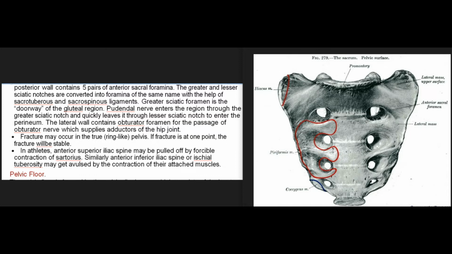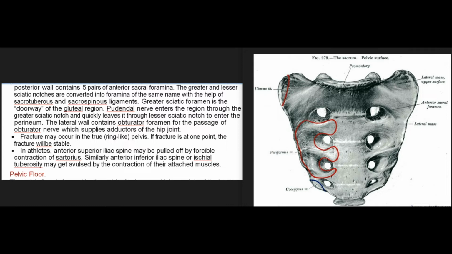Pudendal nerve enters the region through the greater sciatic notch and quickly leaves it through lesser sciatic notch to enter the perineum. The lateral wall contains obturator foramen for the passage of obturator nerve which supplies adductors of the hip joint. Fracture may occur in the true, ring-like, pelvis.